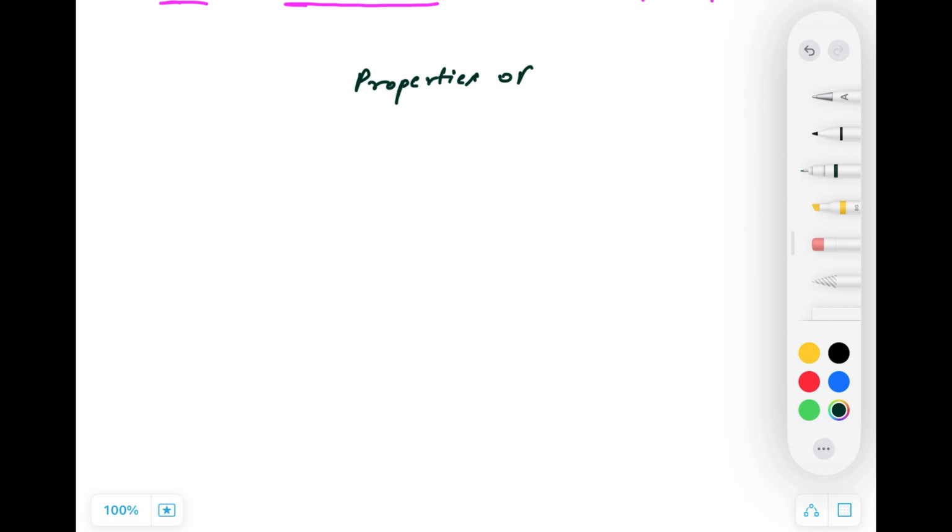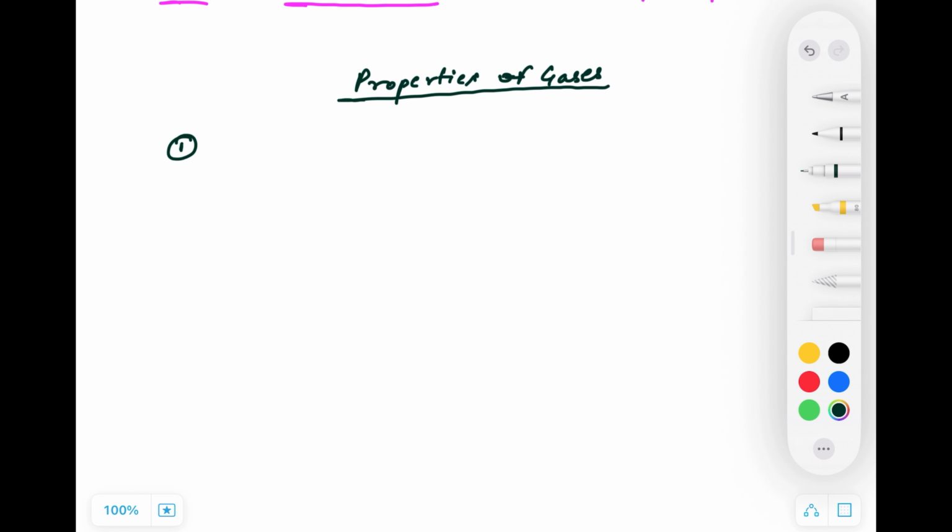Now let's learn about properties of gases. Gases are the least dense and most compressible state of matter. Their particles are very far apart and move freely in all directions with high speed. Because of this, gases don't have a fixed shape or volume and can expand, compress and diffuse rapidly.